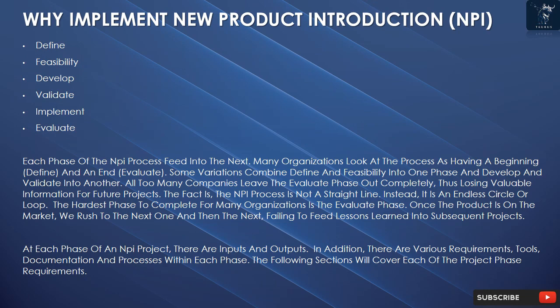The hardest phase to complete for many organizations is the evaluate phase. Once the product is on the market, we rush to the next one and then the next, failing to feed lessons learned into subsequent projects. At each phase of an NPI project, there are inputs and outputs. In addition, there are various requirements, tools, documentation, and processes within each phase. The following sections will cover each of the project phase requirements.